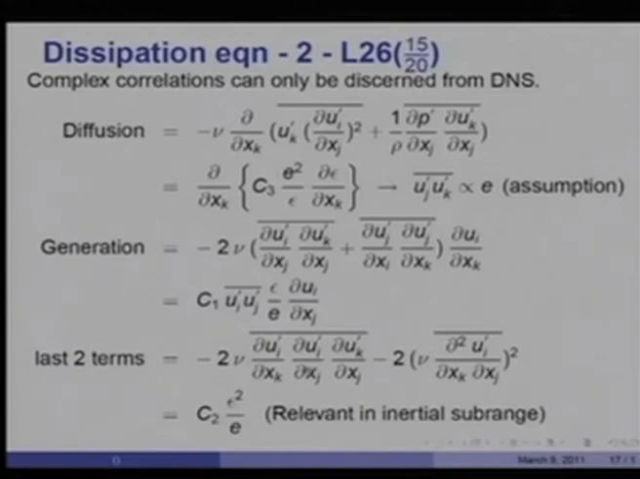Remember, this term would not be relevant in the highest wave number space, but relevant in the inertial subrange, whereas this term would be dominant in the highest wave numbers where dissipation really occurs. And these two terms can be grouped together and modeled as C2 times epsilon square by E. Remember, all this modeling work was done earlier, made possible from measured turbulence data, but now it is also possible from direct numerical simulation data.